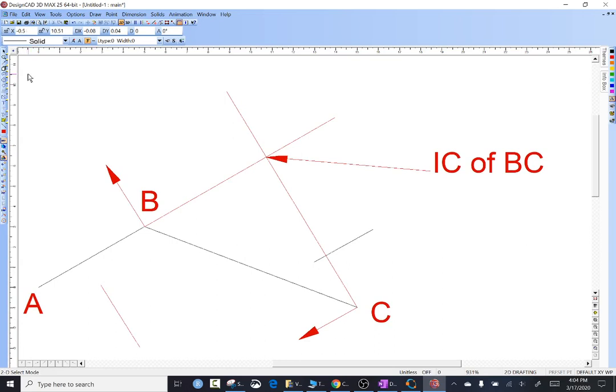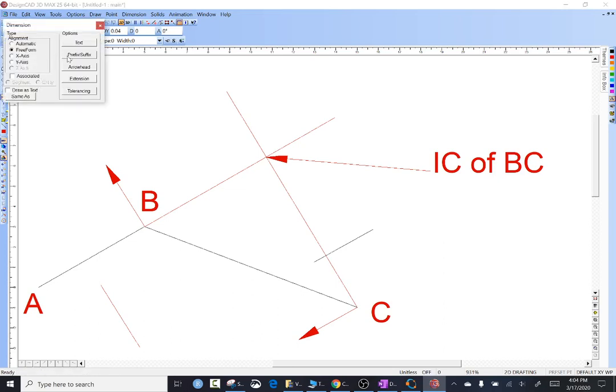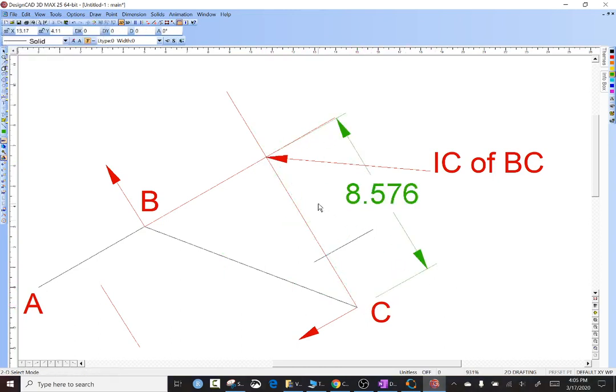So the next thing to do is come in and do some dimensions, just free-form dimensions between a couple of points. I'm going to change the color to green just to keep track of things. I'm going to go in here and put a dot. Oops, undo it. From that point to this point, 8.57.